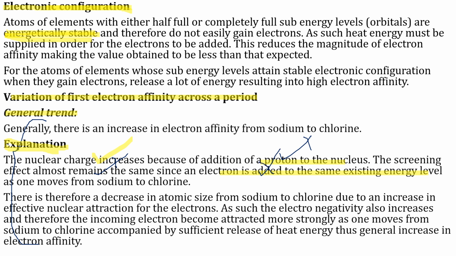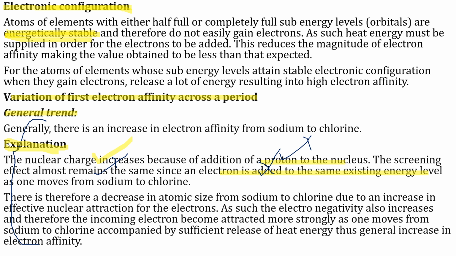You state the variable term, the effect on it, and you also state the reason why it's that way. The screening effect remains the same since electrons are being added to the same existing energy level as one moves from sodium to chlorine. Now we are saying that there is therefore a decrease in atomic size from sodium to chlorine due to an increase in effective nuclear charge. And the effective nuclear charge is increasing because the screening effect is remaining almost constant.